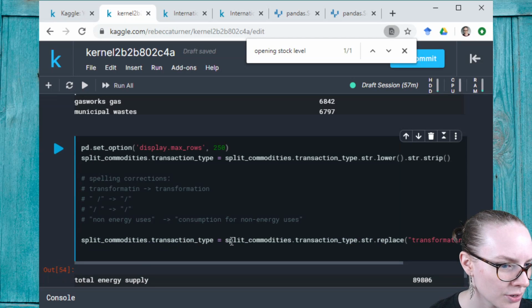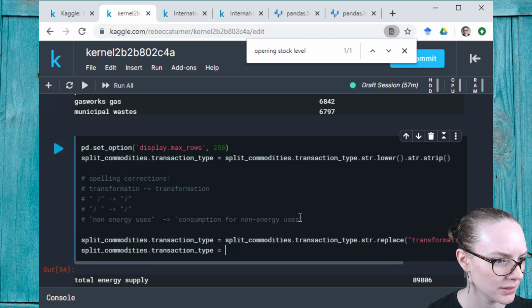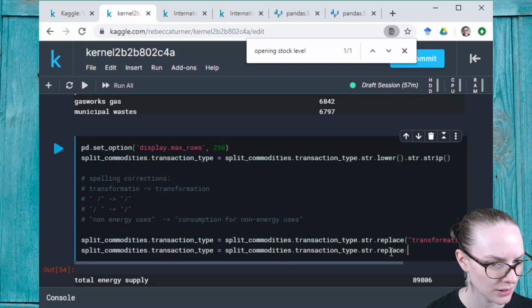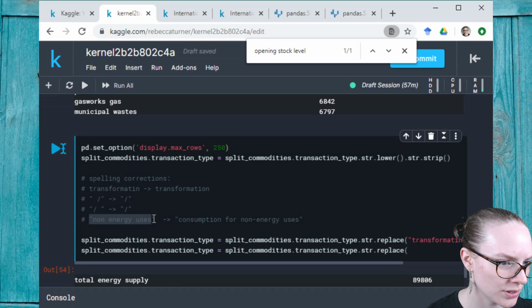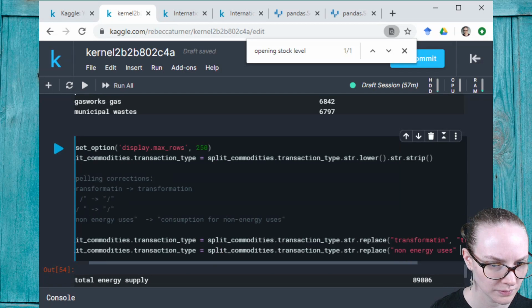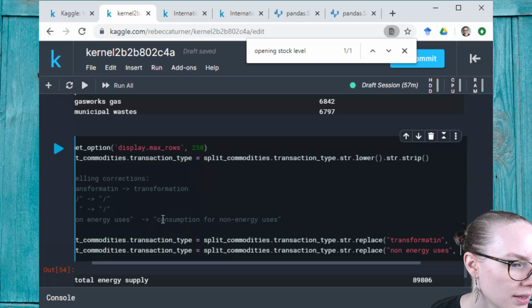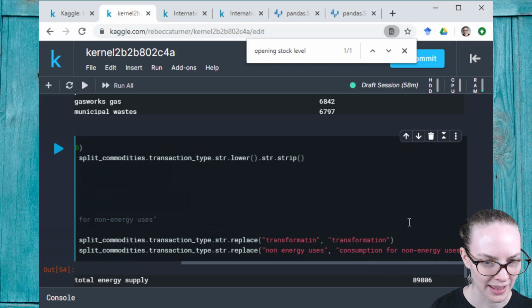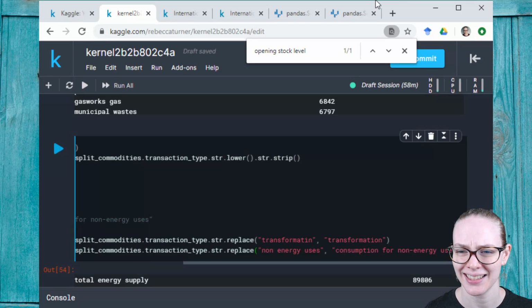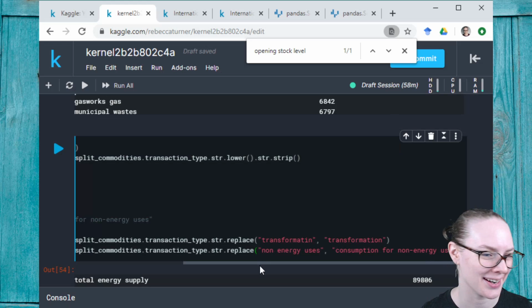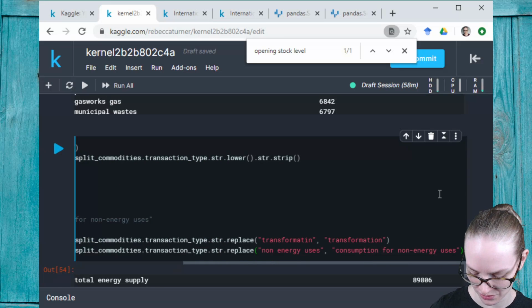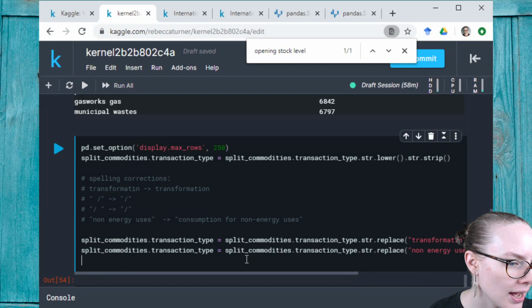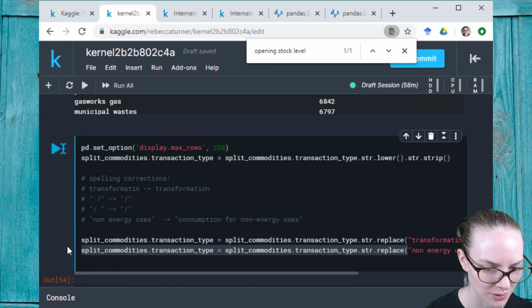And then the second thing that we're doing is replacing non-energy uses with consumption for non-energy uses. So I guess that would be like, instead of burning coal, you just ate it. I'm sure there's other things for it, like paraffin wax being used for skin stuff. And then this whole thing.